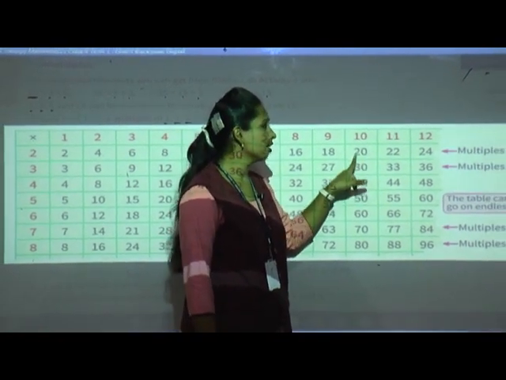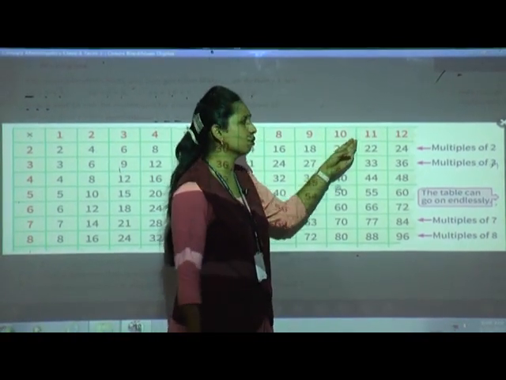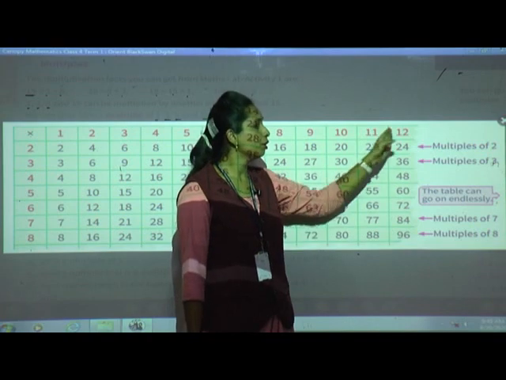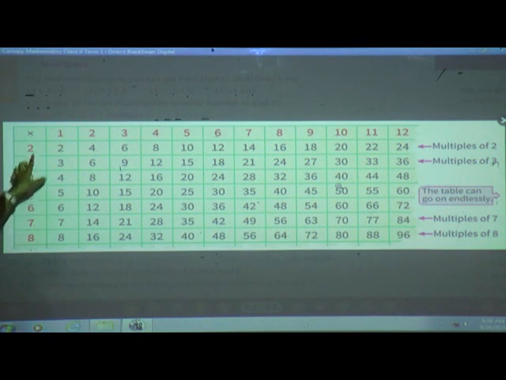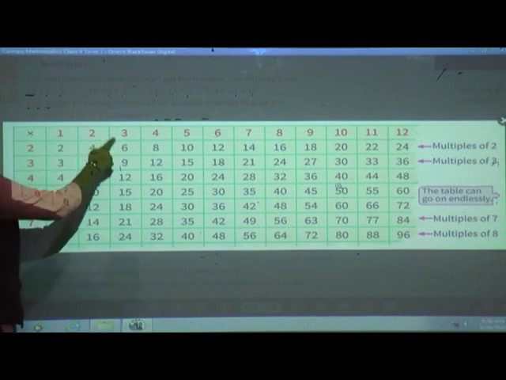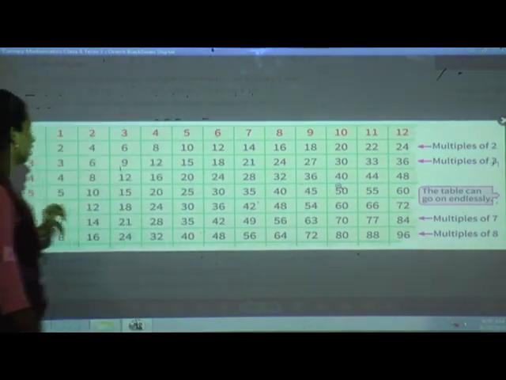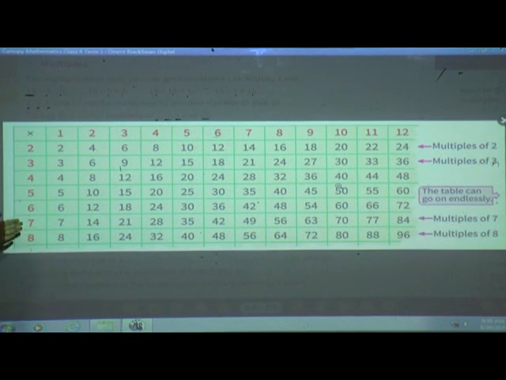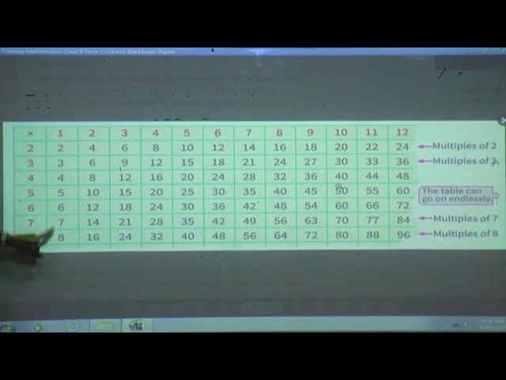What we have studied in the table, 2 tens are 20, till here we have studied, but we can do next also. 2 multiplied by 11 is 22, 2 multiplied by 12 is 24, isn't it? In the same way, the 3 table: 3 ones are 3, 3 twos are 6, 3 threes are 9, 3 fours are 12. In this way it continues. Okay, and in this way they had given till the 8 table. You can see the 7 table, 7 ones are 7, 7 twos are 14, 7 threes are 21, 7 fours are 28. The 8 table also, 8 ones are 8, 8 twos are 16, 8 threes are 24.